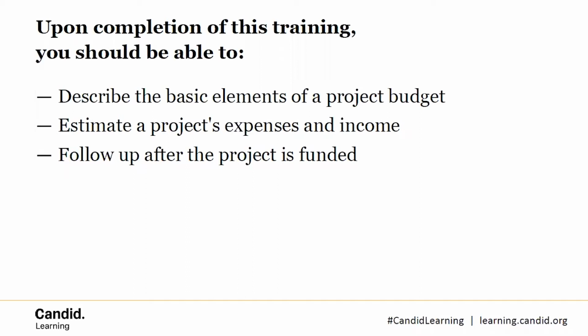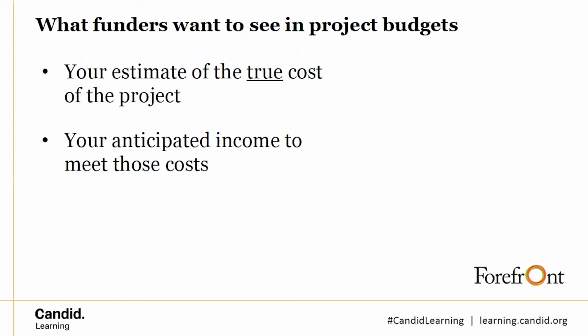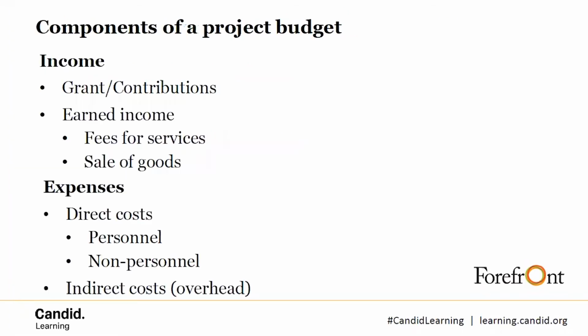All right, so the main things funders want to see in a project budget: the estimate of the true cost of the project. They want to know what they're getting into, so they want to know really what is it going to cost, and what your anticipated incomes are to meet those costs. This is incomes in the sense of all kinds of support that will help fund the project in question.